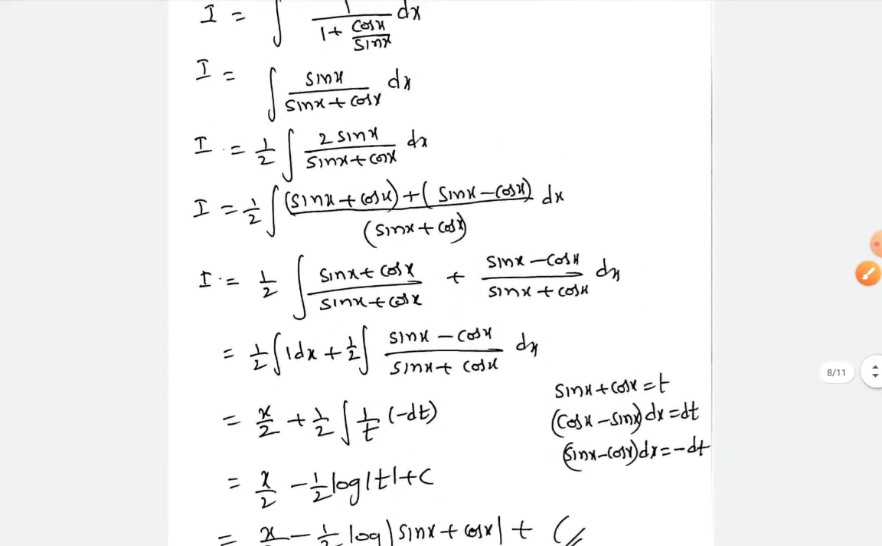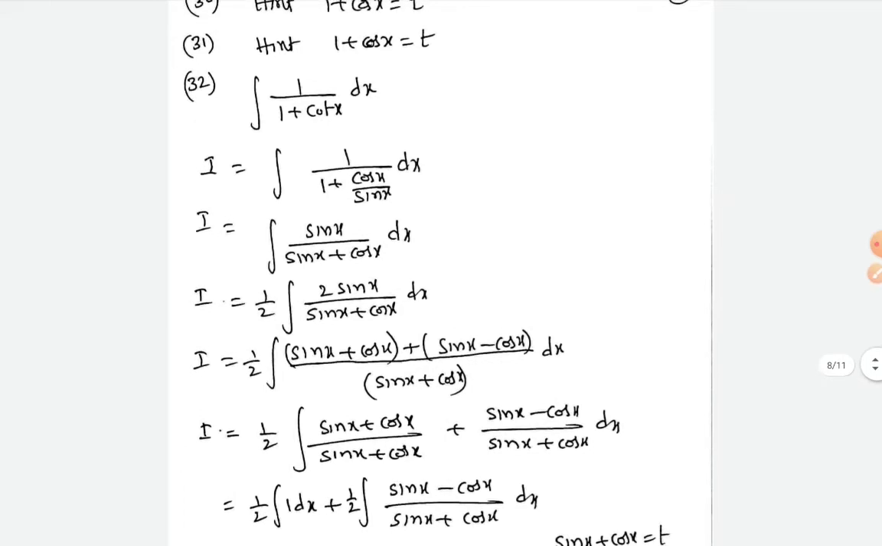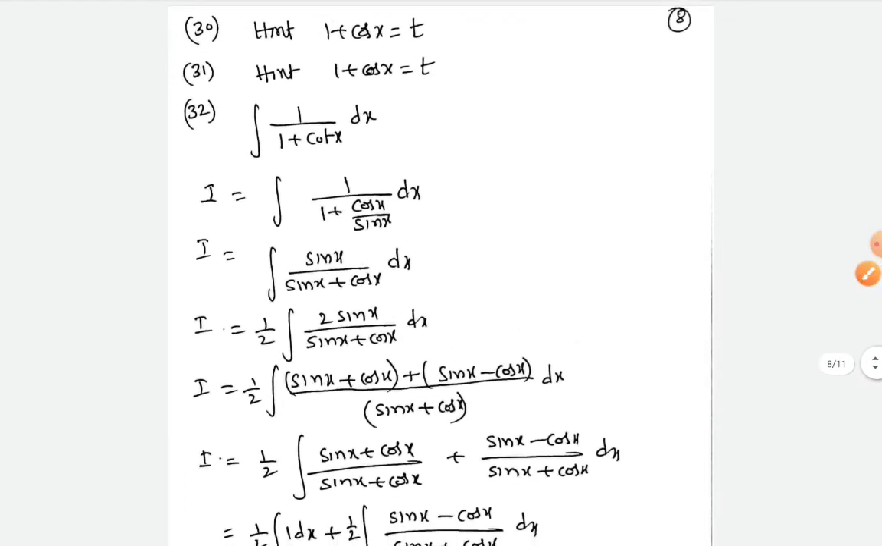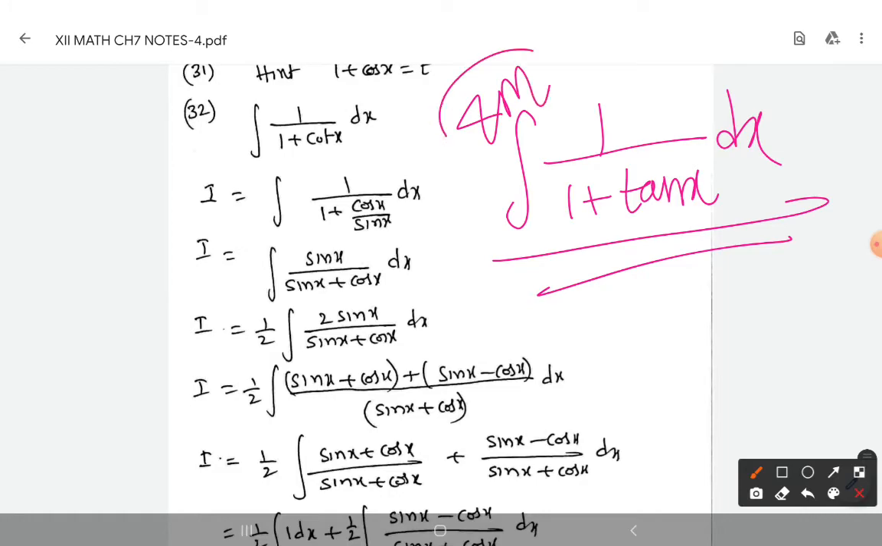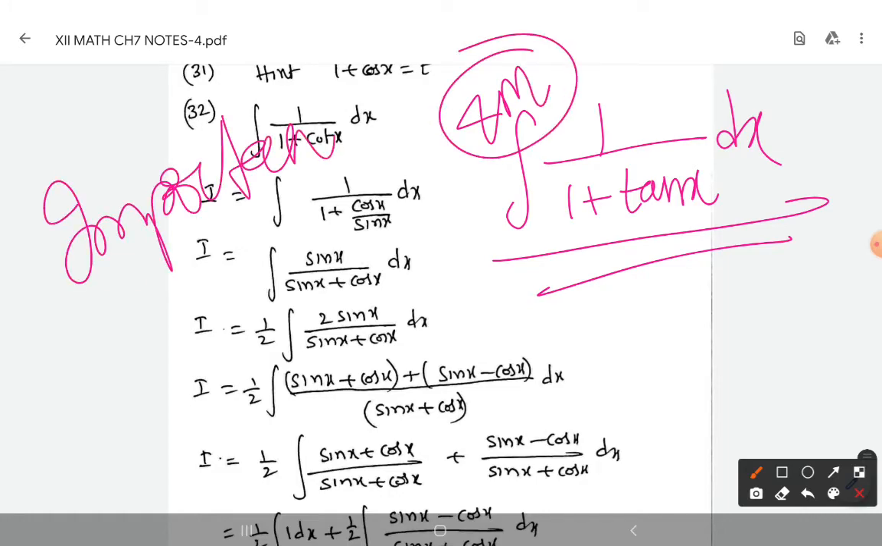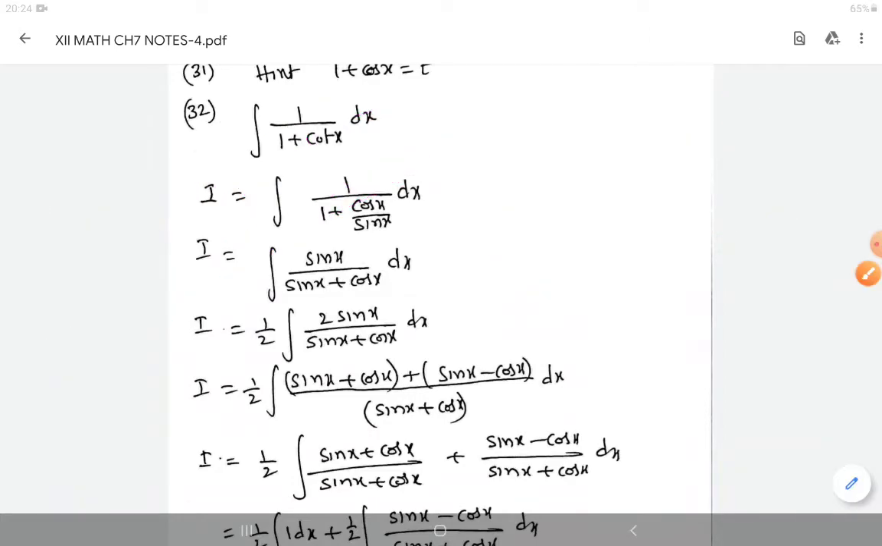This is the second time I am explaining this question. In the previous live video also, I explained this integration. If you remember, we did the integration of 1 by 1 plus tan x. This is the same model. This question may come for 4 marks, which is very important also. This is an important model. Try to remember. Next question.